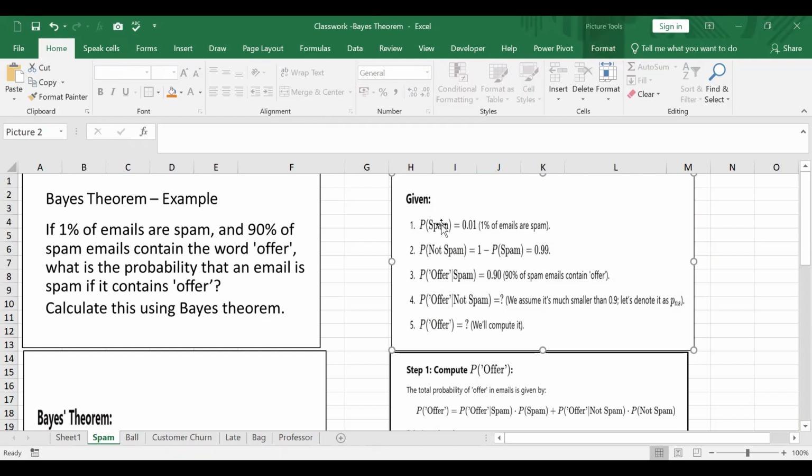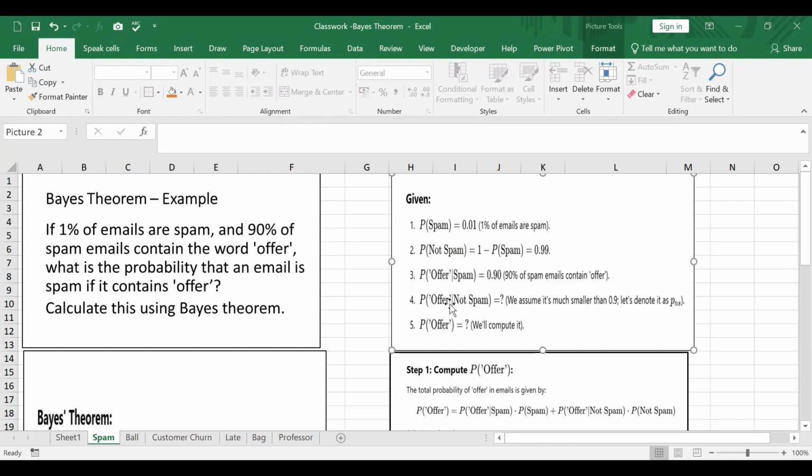Probability of spam, that is, what percentage of emails are spam. It is 1% spam. 1% turns out to be 0.01. 90% of the spam emails contain the word offer. That is P of offer given spam. If it is a spam, the probability of it having the word offer is 90%, which is 0.9.